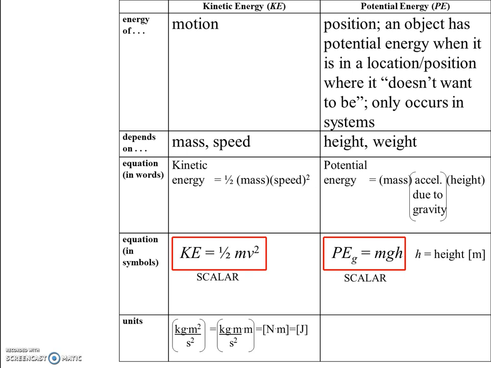Height is measured in meters, of course. And PE sub G we define as gravitational potential energy. Throughout the school year, you're going to learn other forms of potential energy, and they'll just get different subscripts here, telling you what type of potential energy it is.